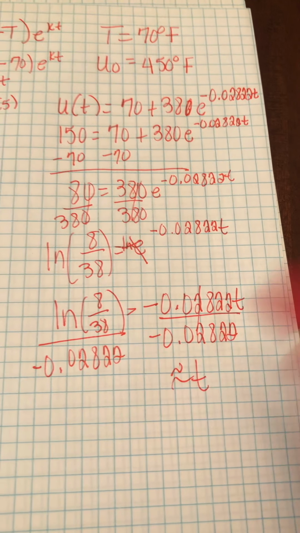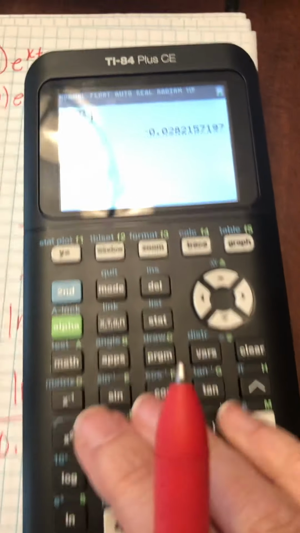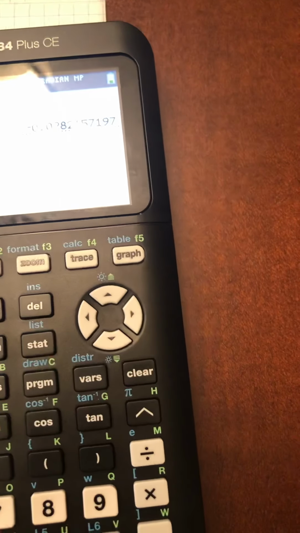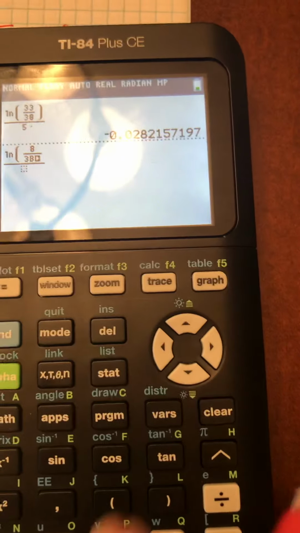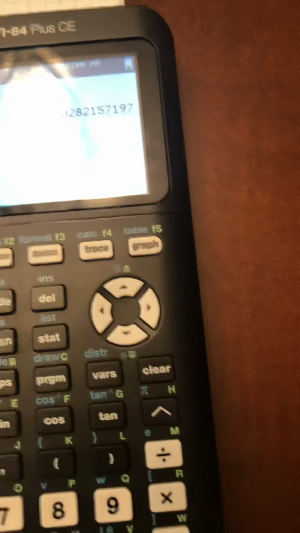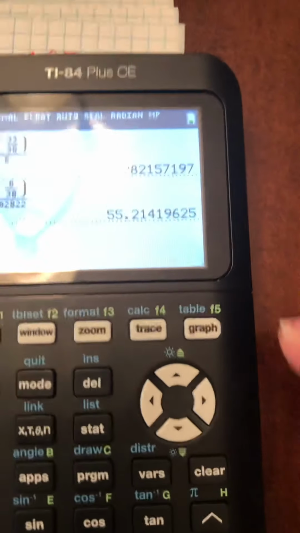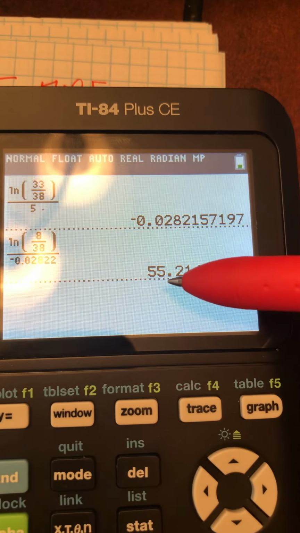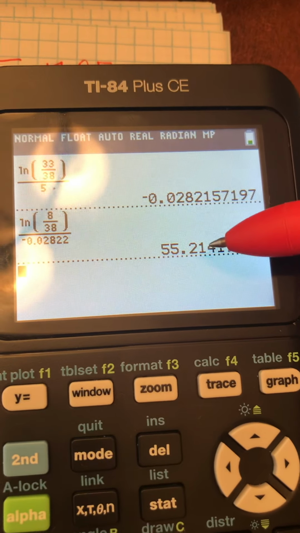So let's look at this time right here. So let's plug into our calculator, and we're going to have alpha x. We'll have the natural log of a fraction, which is 8/38, over negative 0.02822. All right, so this is going to be our time. How long will it take? It'll be 55.2 minutes. Now notice what I've got here, 55.21.